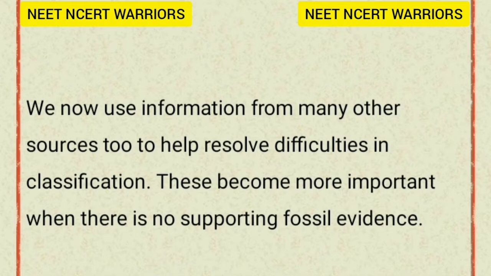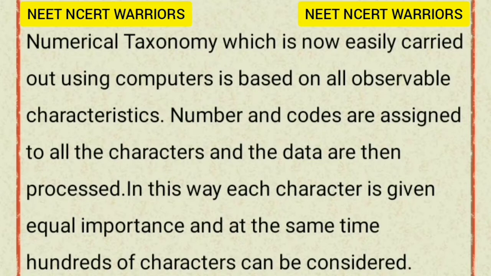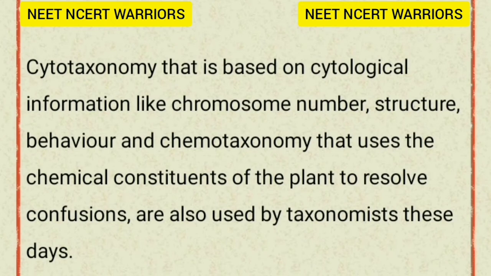We now use information from many other sources to help resolve difficulties in classification. These become more important when there is no supporting fossil evidence. Numerical taxonomy, which is now easily carried out using computers, is based on all observable characteristics. Numbers and codes are assigned to all the characters and the data are then processed. In this way, each character is given equal importance and at the same time hundreds of characters can be considered. Cytotaxonomy, that is based on cytological information like chromosome number, structure, behavior, and chemotaxonomy that uses the chemical constituents of the plant to resolve confusions, are also used by taxonomists these days.